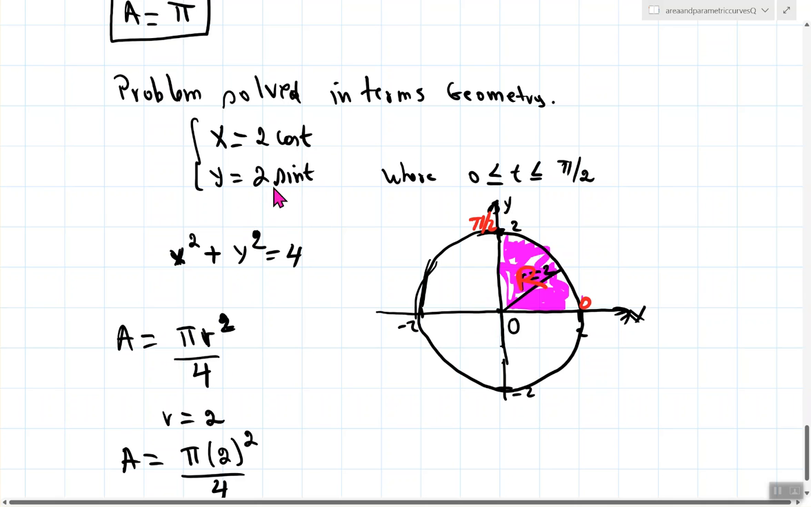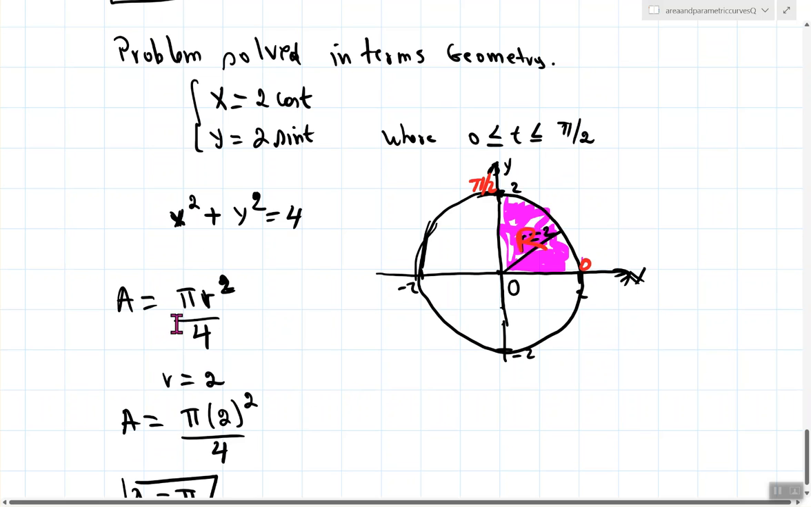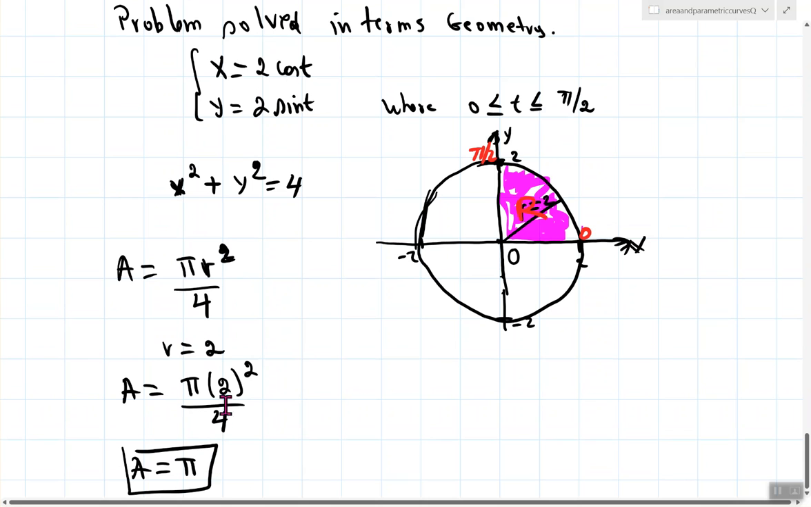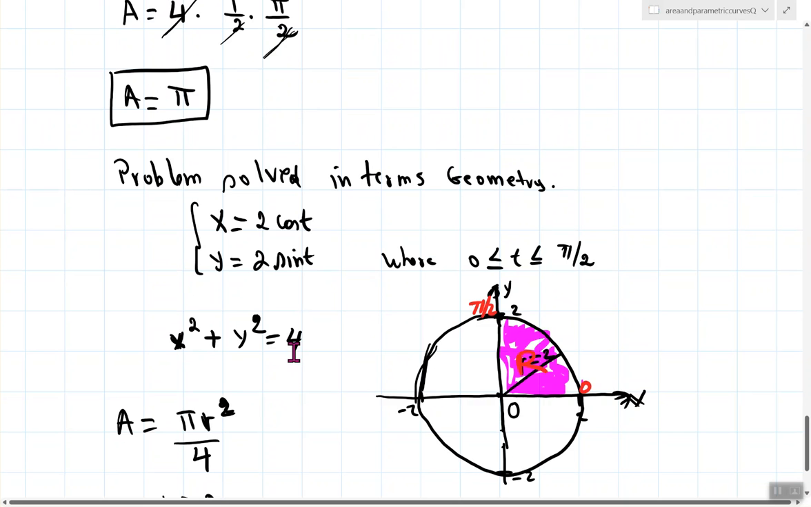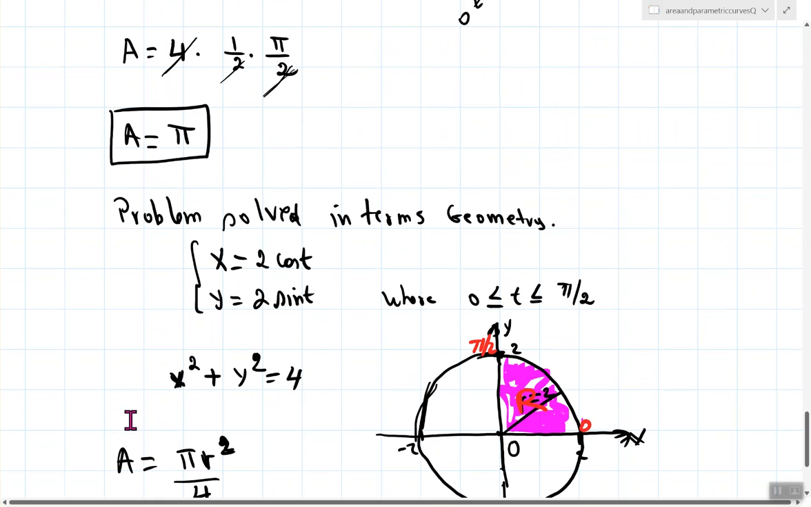The radius is 2, so you're going to have pi times 2 squared over 4, which just gives us pi after simplification. So using geometry, we get the same answer as using integration.